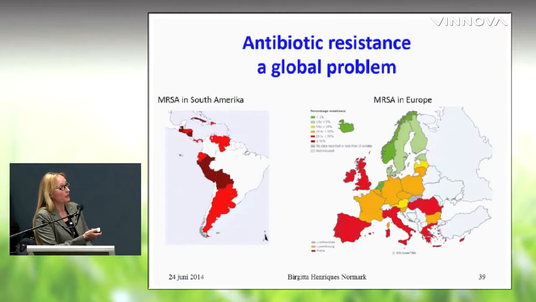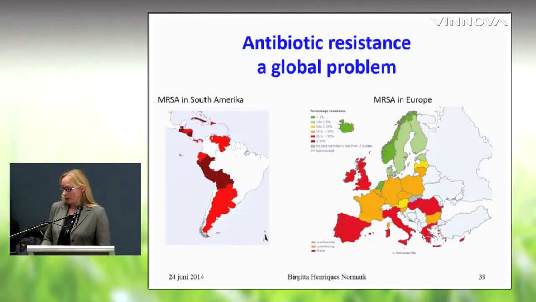But this is in Europe, and we know that there are certain successful clones that actually stand behind these numbers. I will come back to these successful clones in a minute. But as you can see, these resistance rates are also found in other parts of the world, so it's spread globally. It's really a global problem.